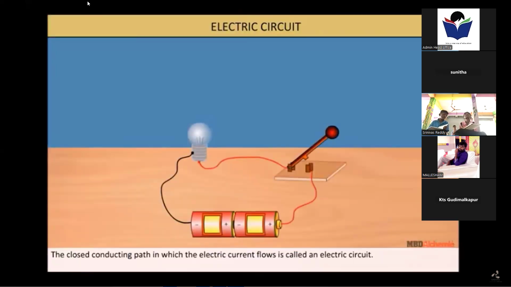Electric circuit. The closed conducting path in which the electric current flows is called an electric circuit. An electric circuit constitutes a source of electric current, cells, etc.